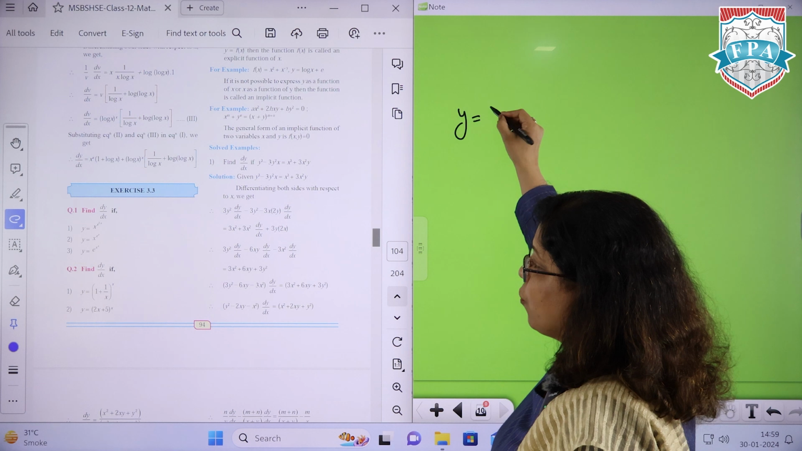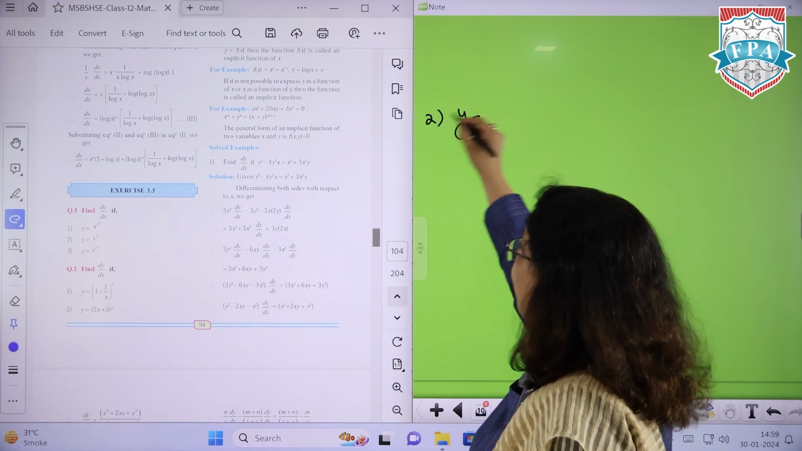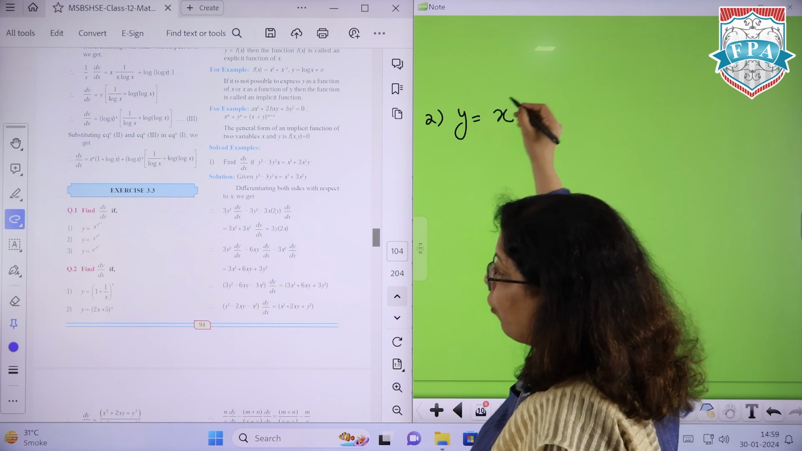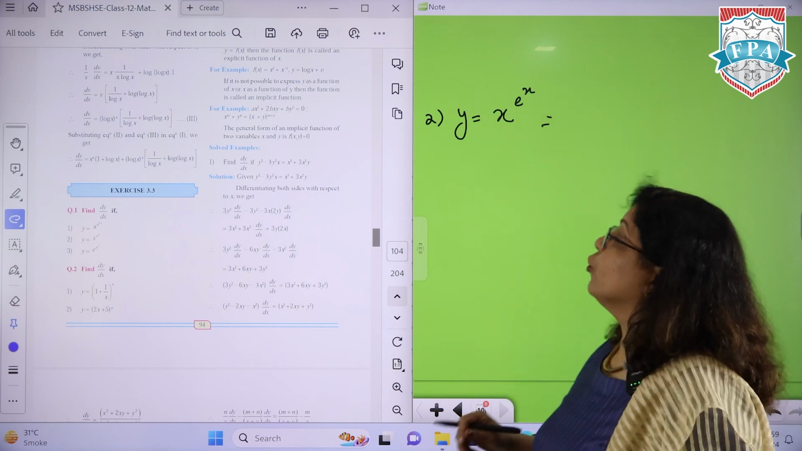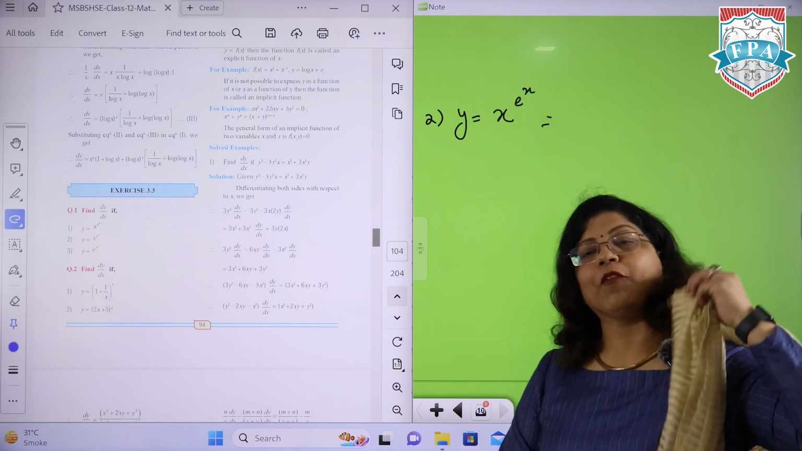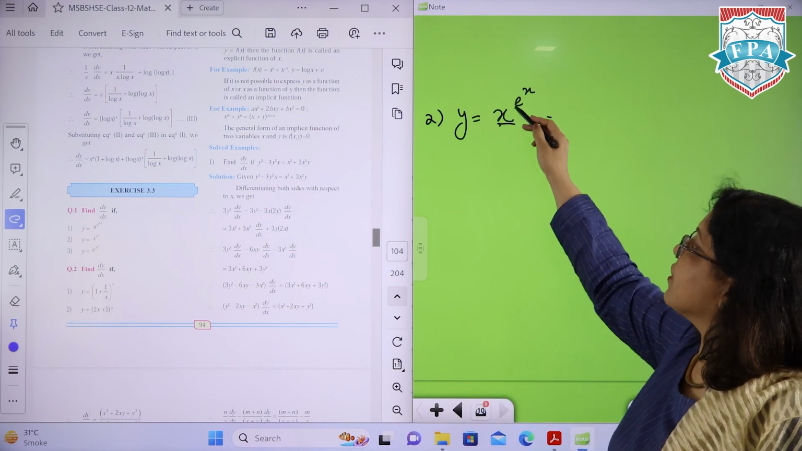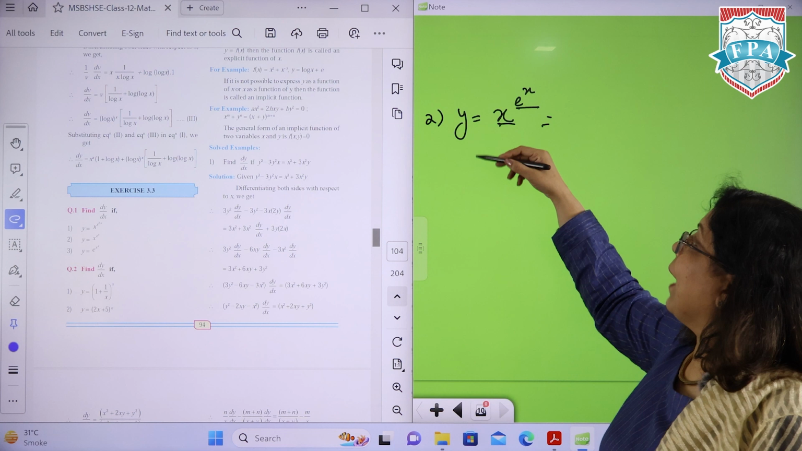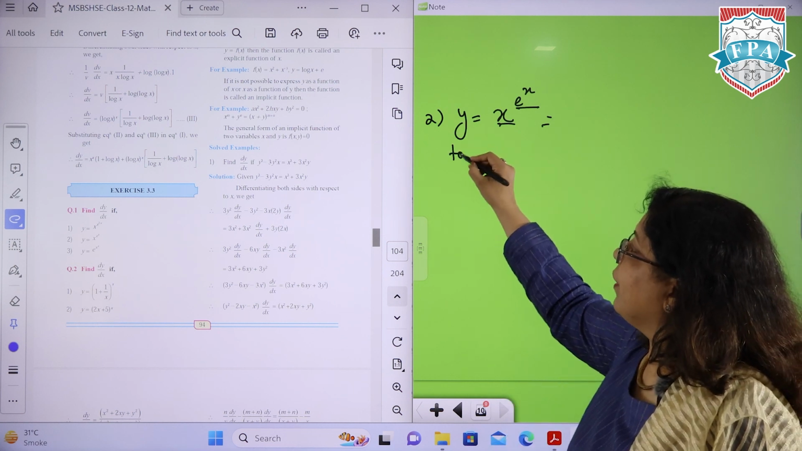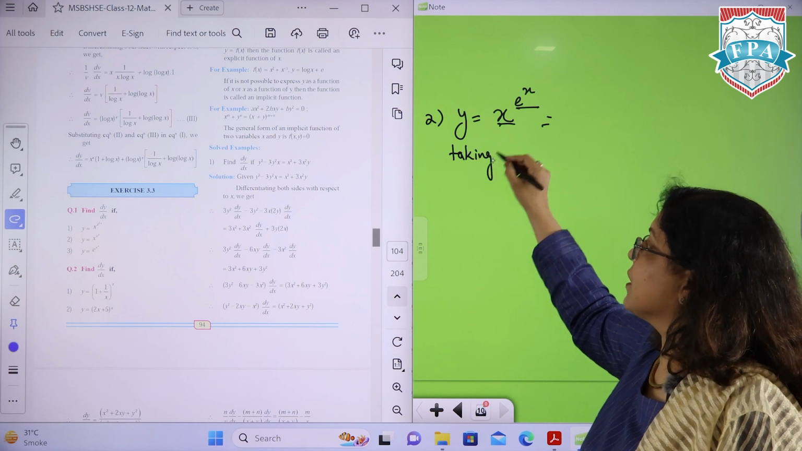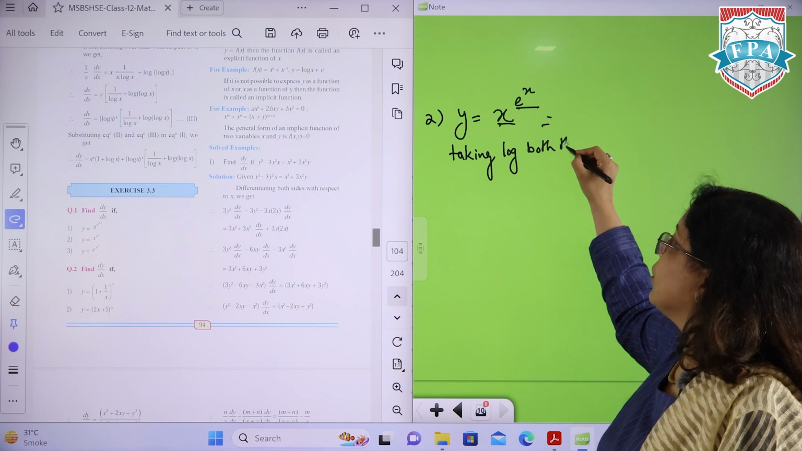Y is equal to, this is your first question basically, first ka second sub part we are doing, x to the power of e to the power of x. So now, as I said, function to the power of function will be dealt in this form. So here you can see this is one function, this is another function, okay? And as a rule, we don't have a rule for this. So what will we do? We'll take log both the sides. So this is the statement which you have to write, taking log both the sides.